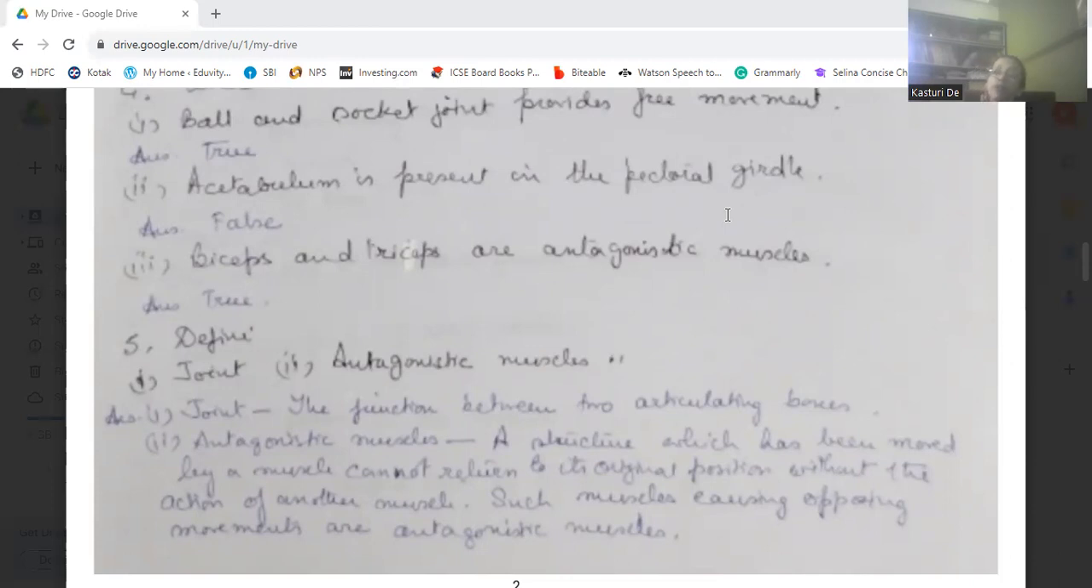I told you, when the biceps has relaxed, it cannot contract unless the triceps relax. So this coordination has to be there, otherwise the muscles cannot work. Such muscles causing opposing movements are known as antagonistic muscles.